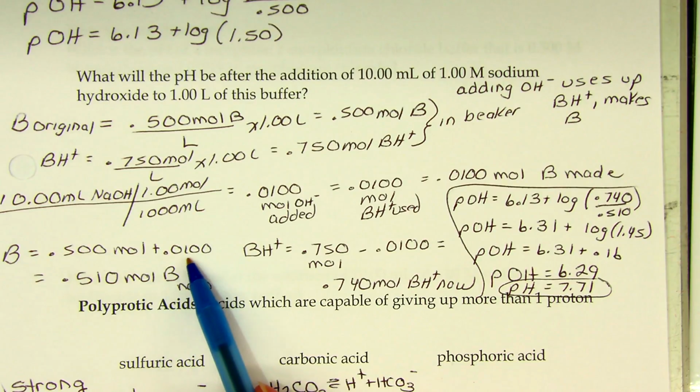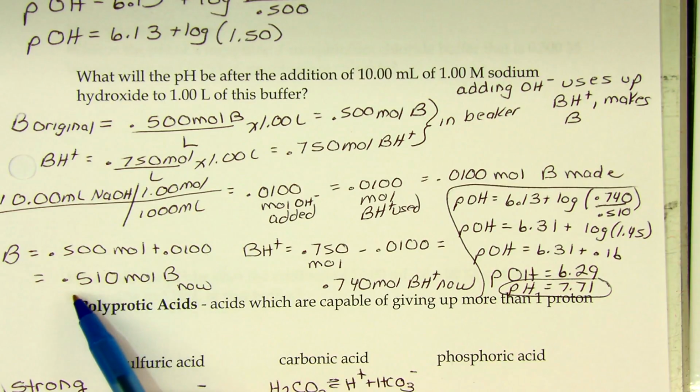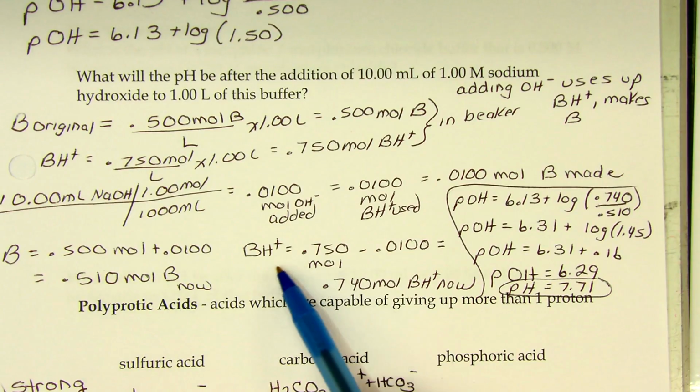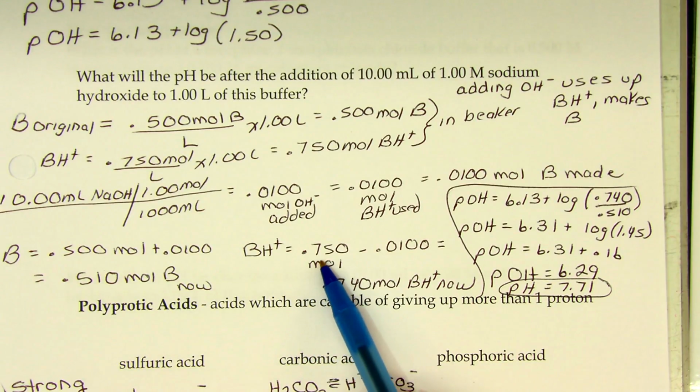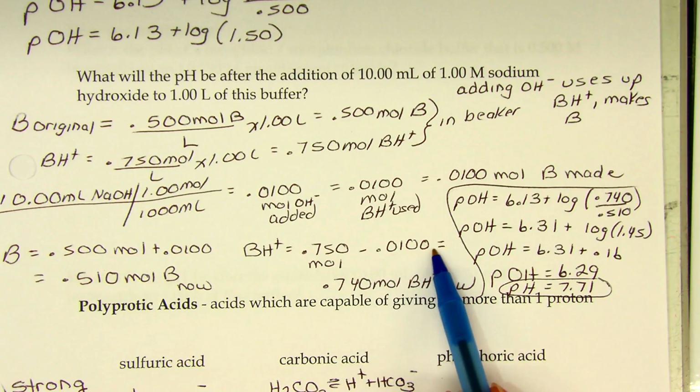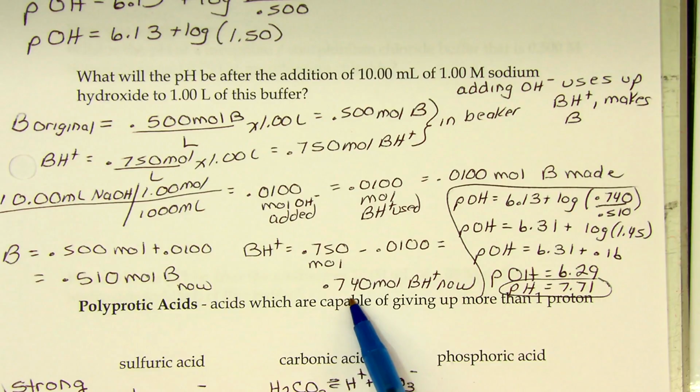So my base, I started off with 0.5 moles. I added 0.01 moles, so I have 0.510 moles of base in my beaker now. My BH+, I had 0.750 moles. I used up 0.01 moles, so I now have 0.740 moles. Now, as I was going around the room, I did see one group that had these backwards.